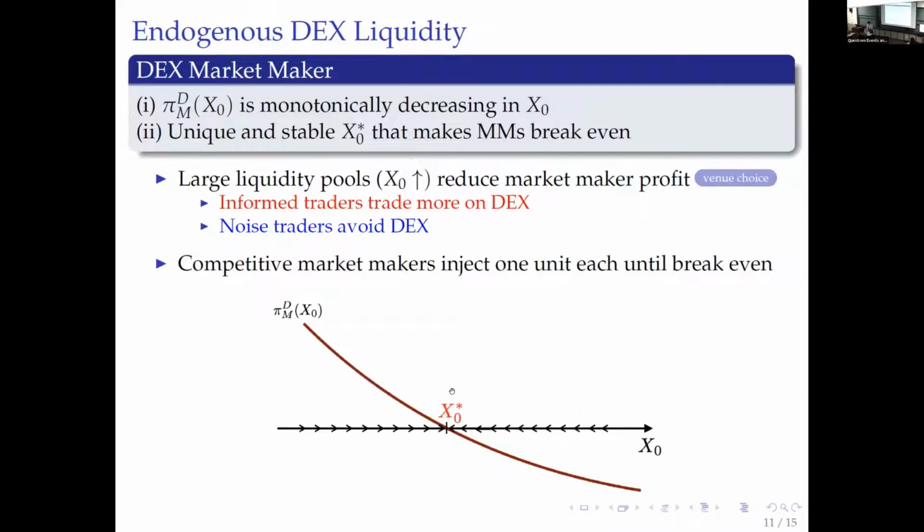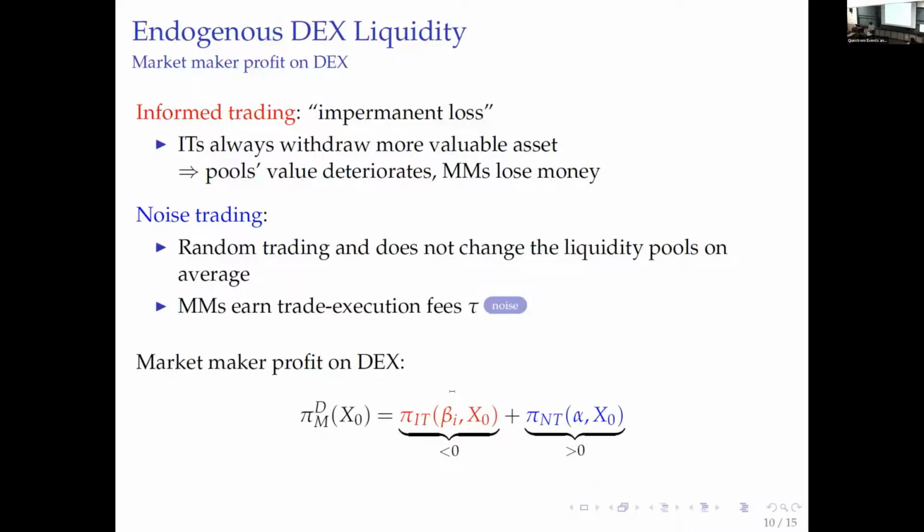Okay. And analytically, we can find that this profit function is a monotonically decreasing function of the liquidity supply, because we know that when liquidity improves on a DX, more informed traders want to trade on a DX, while noise traders try to avoid the DX. So this is going to increase this red part while this blue part declines. So the market maker's profit declines.